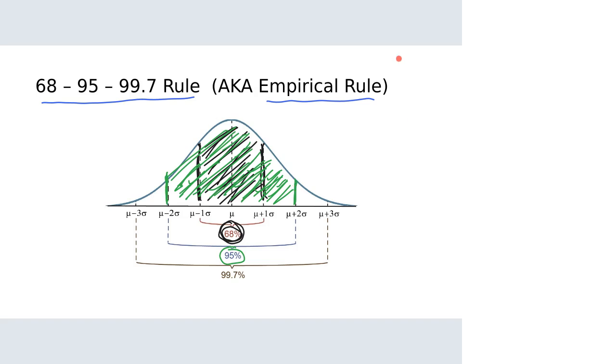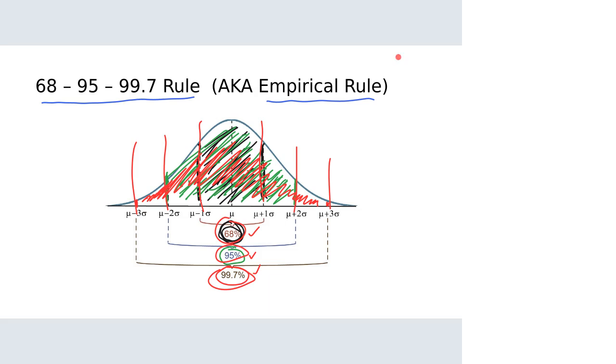Finally, last but not least, if we go all the way out to 3 standard deviations below and 3 standard deviations above, we're way out there now. That's where 99.7% of the data is. If we go from 3 standard deviations below to 3 standard deviations above, we've captured 99.7% of the data. And this is why it's called the 68, 95, 99.7 rule. It's because between 1 standard deviation, 68, between 2 standard deviations, 95, and between 3 standard deviations, 99.7.